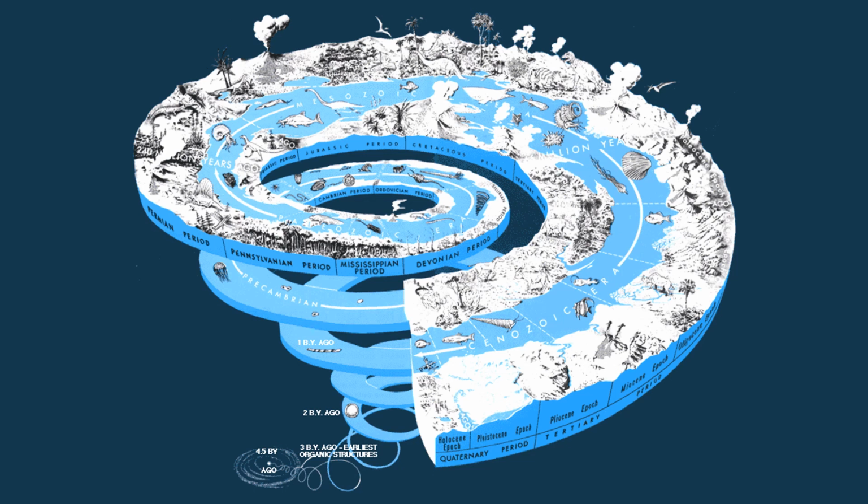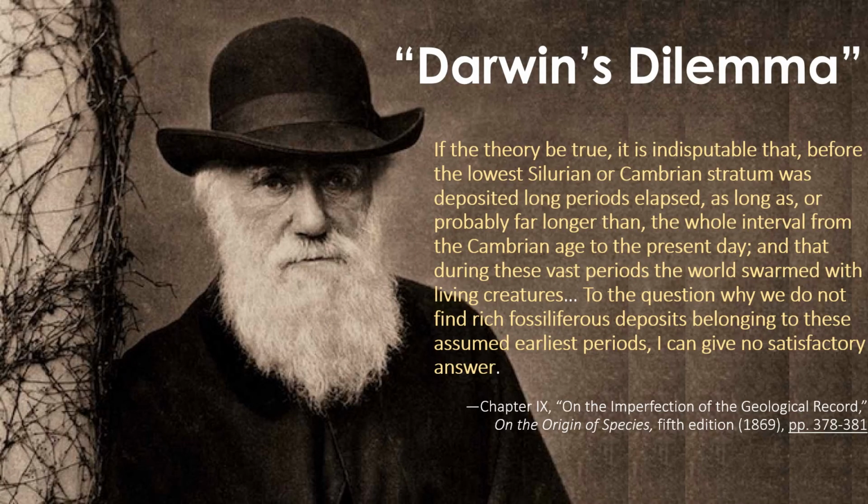So, simply put, Darwin's dilemma was this: where were the fossils of organisms that lived prior to the Cambrian period? Where were the fossils of the ancestors of animals? In his book on the origin of species, Darwin dedicated an entire section to the fossil record. In his words, this was his dilemma.